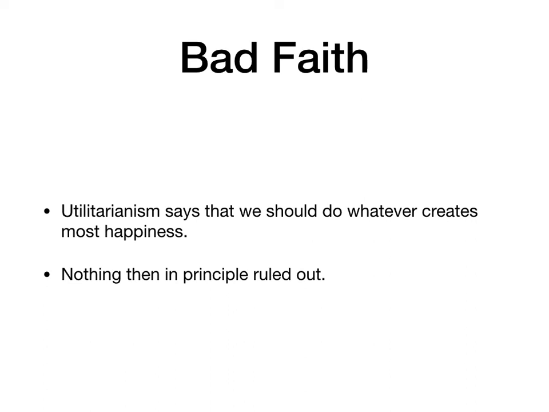So the next objection to utilitarianism is the bad faith objection. How does this work? What's the worry here? Utilitarianism says that we should do whatever creates the most happiness. Now, the utilitarian will say certain things are really unlikely to create the most happiness. Killing an innocent person is unlikely to create the most happiness. Framing someone for a crime they didn't commit is unlikely to create the most happiness. You usually shouldn't do that.